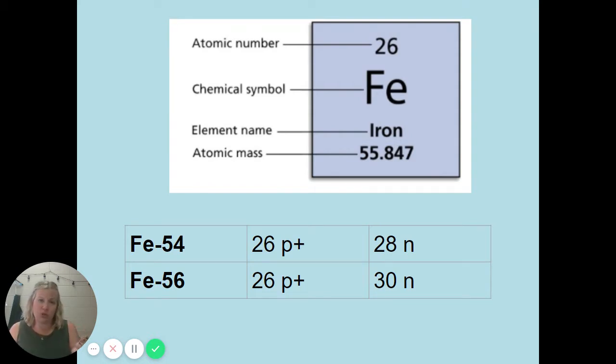But as a refresher, when we talk about the mass of an atom, the mass of the atom comes from the number of protons plus the number of neutrons in the nucleus. We leave out the electrons because electrons have a mass that's about 10,000 times smaller than your proton or your neutron, and so we don't include them.